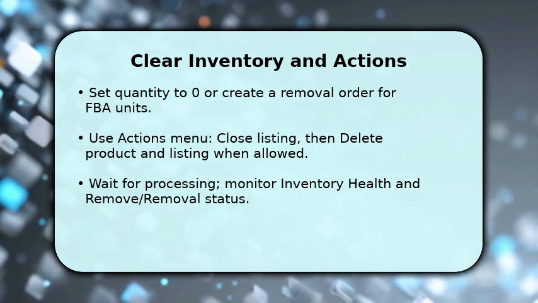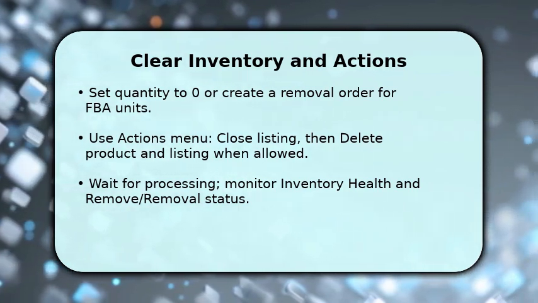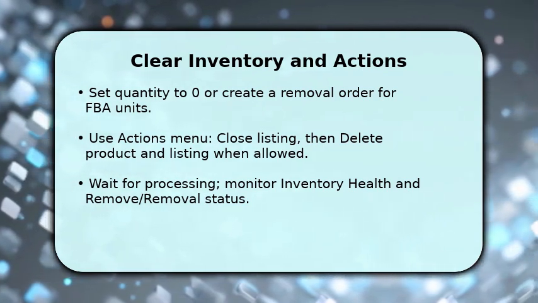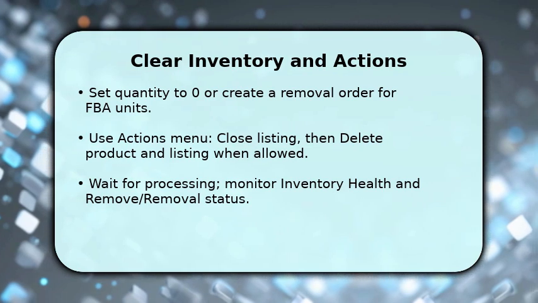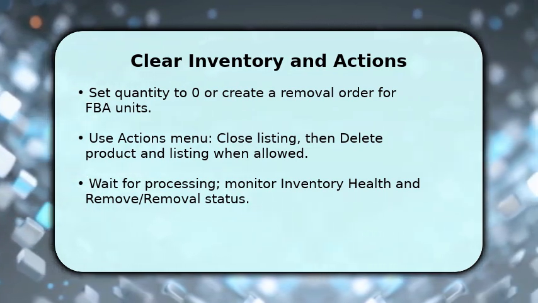Next, open the Actions menu beside the SKU, choose Close Listing first to stop offers, and then select Delete Product and Listing when the option appears. Make sure to wait for Amazon's processing. Check inventory health and removal order status, so you know why deletion proceeds or stops.